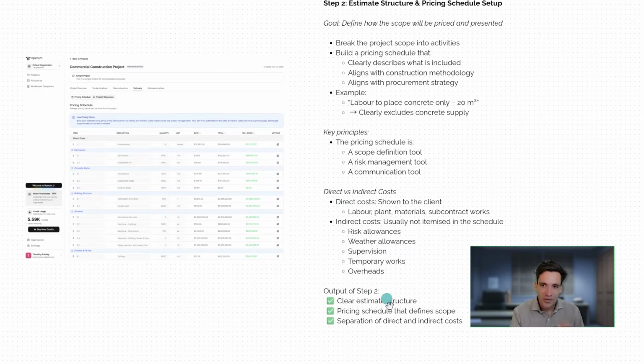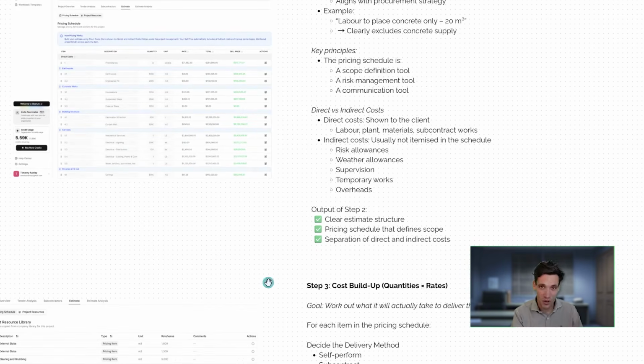So at the end of step 2, what do we have? We've got a clear estimate structure. We've broken down the project scope into line items. We've got a pricing schedule that clearly defines and articulates what we're pricing, and we've got some separation between stuff we want our client to see and stuff we don't want them to see.